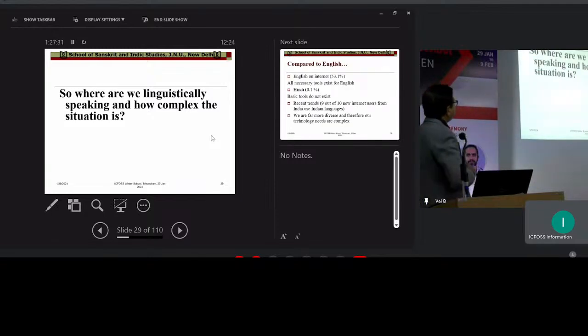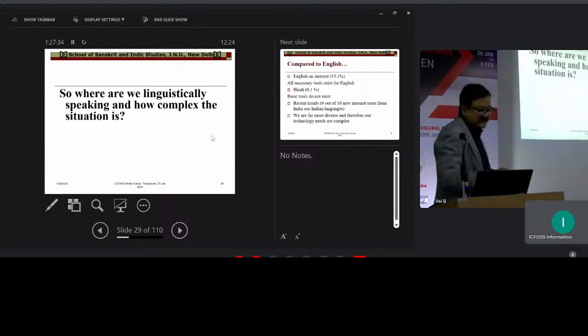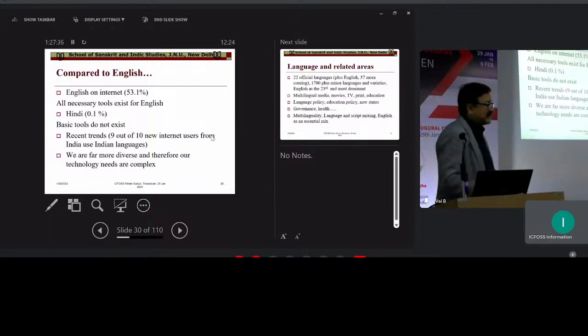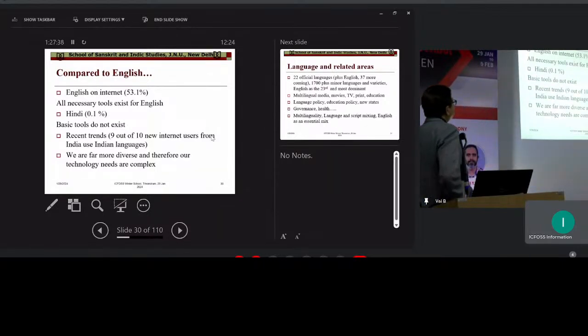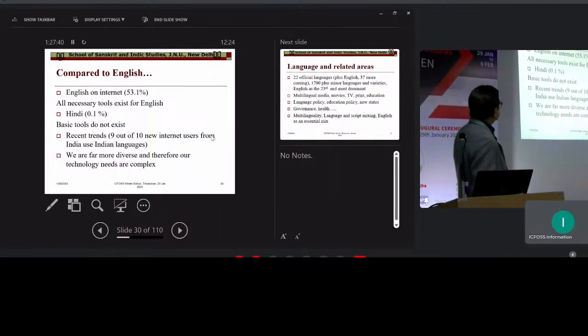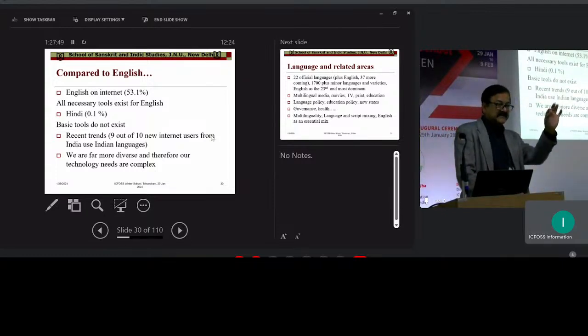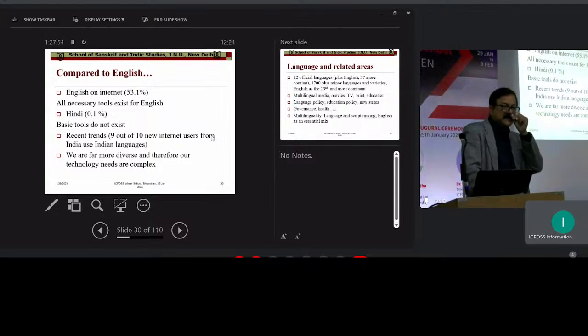So where are we at, and how complex is the situation? Let's look at this. English is on the internet at 53%, because all the necessary basic tools exist for it. Hindi, the biggest language in India, is only 0.1%. This is in terms of written data on the internet, websites. You look at the websites on the internet: Hindi, the biggest language in India, only 0.1%. English, Chinese, Arabic, Spanish, etc. Even Thai is more than Hindi.